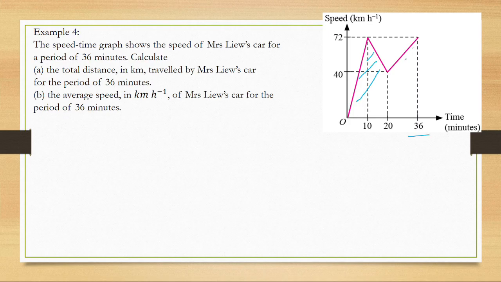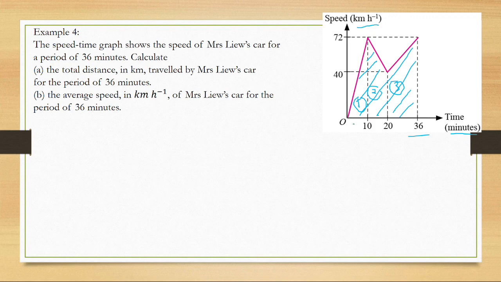So before you proceed, you have to identify the shapes here. The first one is a triangle. The second one here is a trapezium. And the third one here is also a trapezium. And then you have to bear in mind, this is kilometer per hour. This is the time in minutes. So later on, you have to convert the time into hours, which is divide by 60.